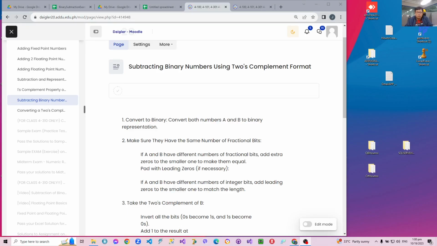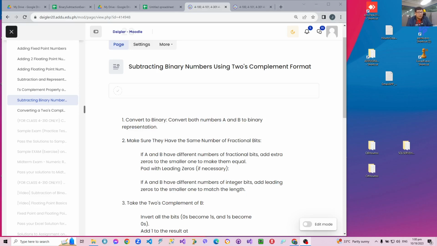This is a continuation of our series on data representation and binary conversion. In this video, we are going to subtract numbers by using the two's complement representation. And in this example, we are going to show how subtraction is done when we have an expected result which is positive.